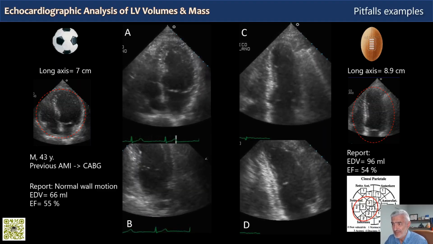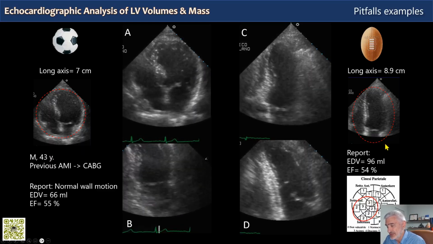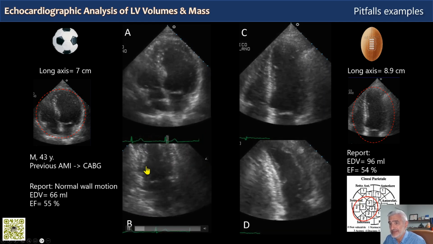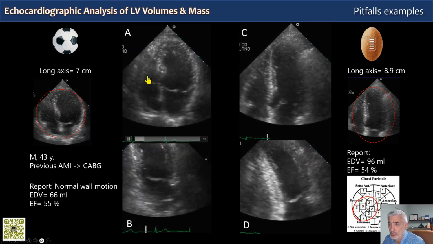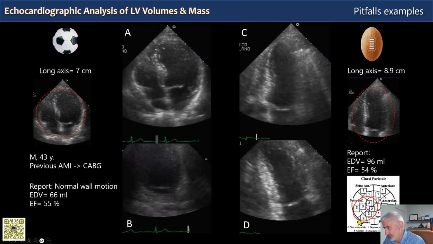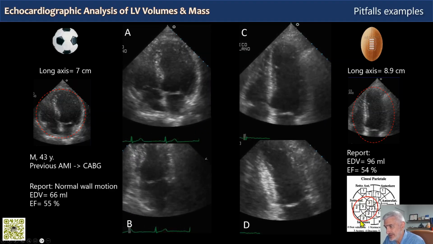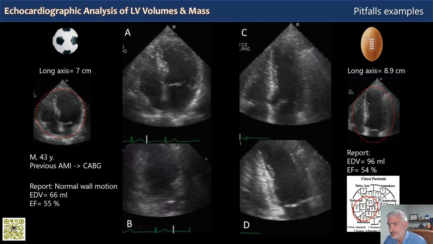But the clinical impact here was not so much on the ejection fraction, but the fact that the baseline examination with the incorrect geometry gave normal wall motion, whereas the true wall motion was this one. So he had hypokinesis of the inferior septum and hypokinesis of the inferior wall.